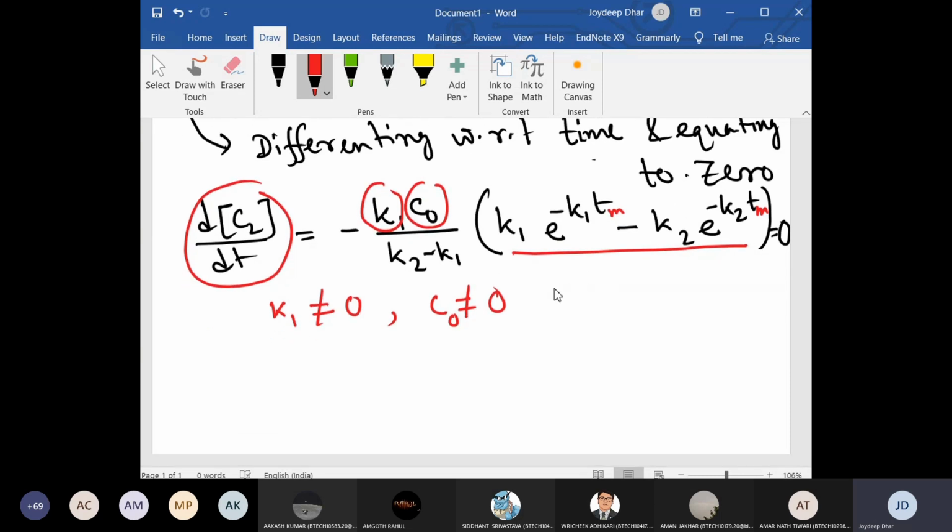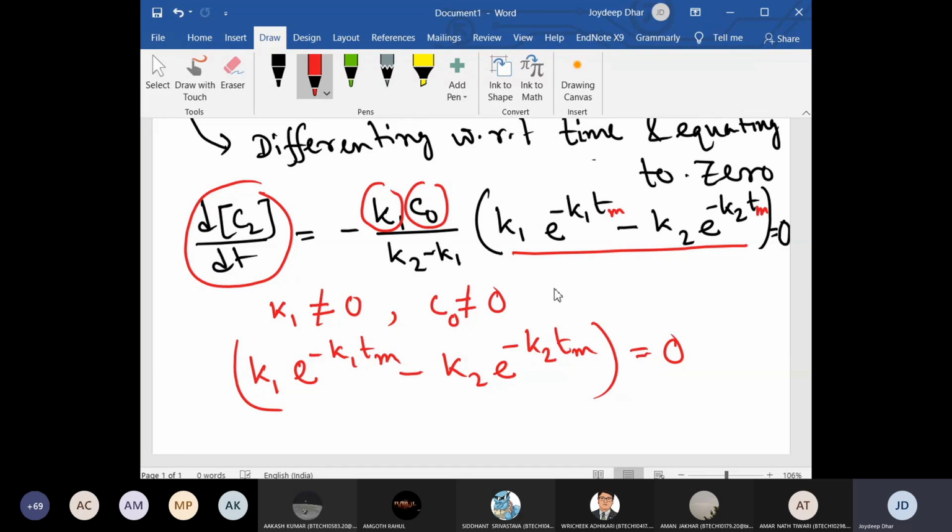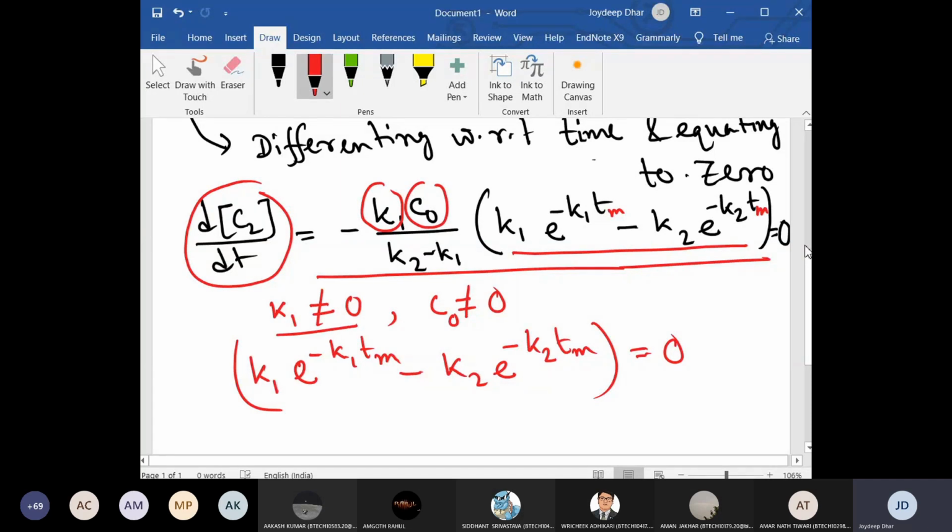So I can say the equation can be 0 when the quantity present inside the bracket is equal to 0. That means k1 e to the power minus k1 tm minus k2 e to the power minus k2 tm equal to 0. According to the steady state principle, the first derivative is equal to 0. So this overall term is 0, but k1 is not equal to 0, c naught is not equal to 0. That means the term present inside the bracket must be 0.